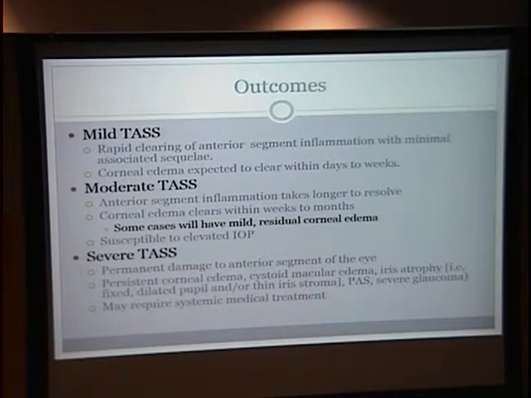You'll have persistent corneal edema, possible cystoid macular edema, iris atrophy, like that fixed dilated pupil that we saw in the picture with a thinned iris stroma, and severe glaucoma that is difficult to treat medically and will usually require some surgical intervention. And rarely these severe TASS cases will require systemic medical treatment.